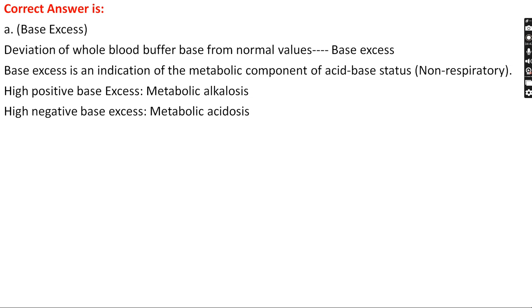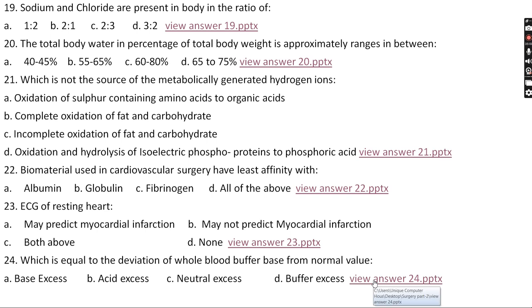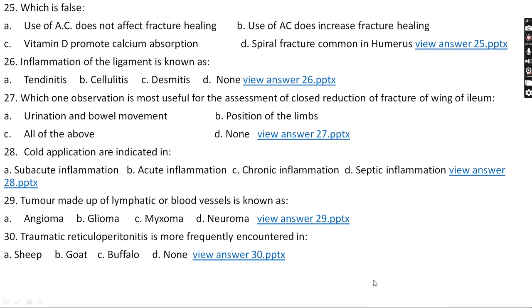A high positive base excess means there's a metabolic alkalosis, a high pH condition, and a high negative base excess means there's a metabolic acidosis. Okay. Question number 25. Which is false?